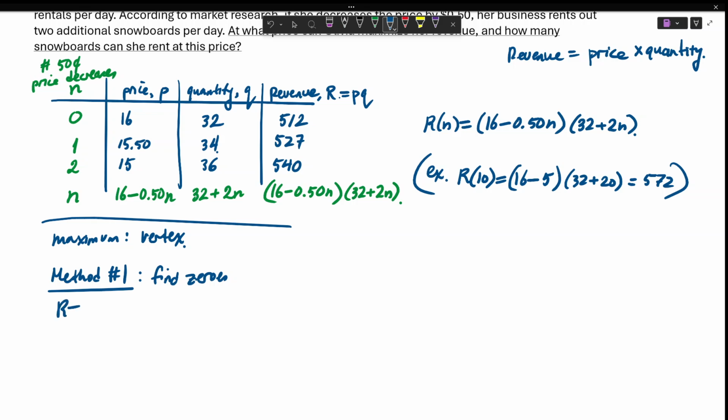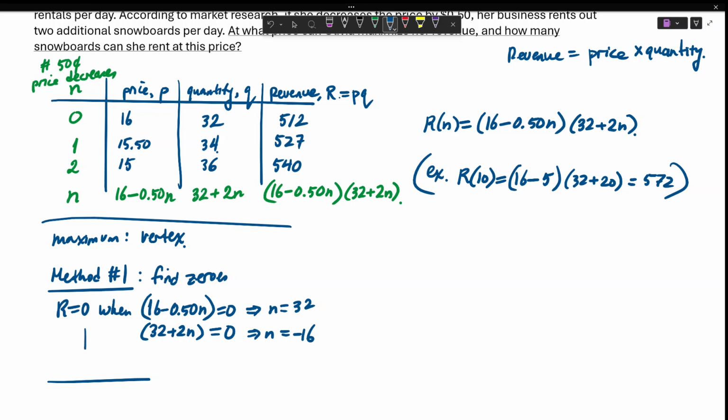So the revenue is equal to 0 when either the price is 0 or when the quantity sold is 0. That corresponds to these two factors. When you solve these, you're going to get, I think, 32 for the first one, and negative 16 for the second one.